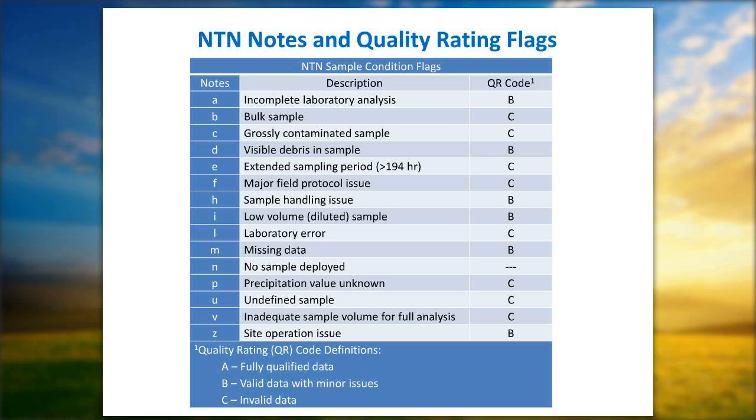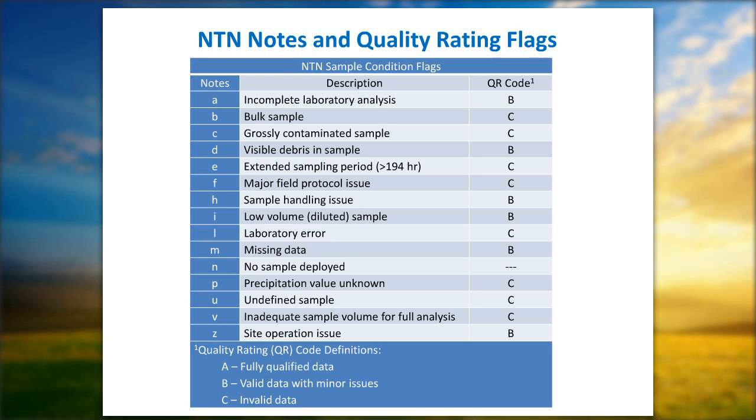P indicates that the precipitation value is unknown. That means either the primary rain gauge data are missing, and the sample volume is missing for some reason, that the bucket couldn't be weighed, but we really had no indication or measure of the precipitation value at the site. We might have valid chemistry, but we give it a quality rating of C because we really need the precipitation value to do the weighted average for the year.